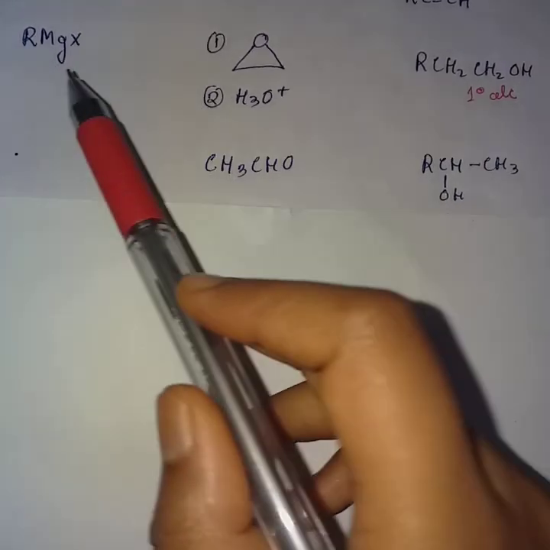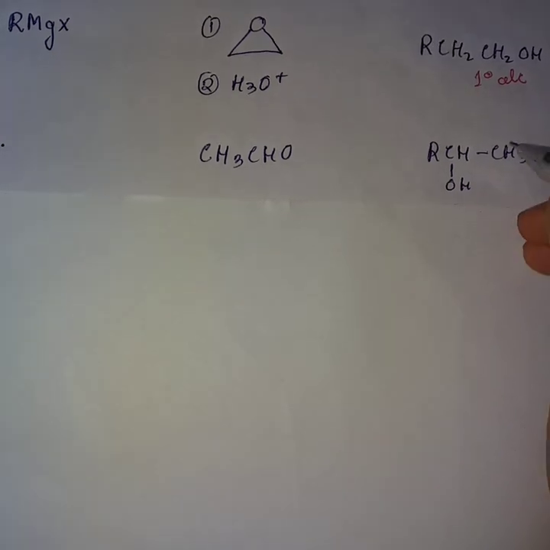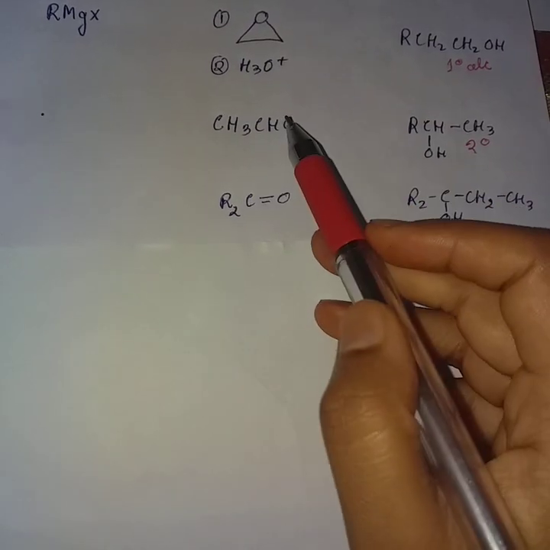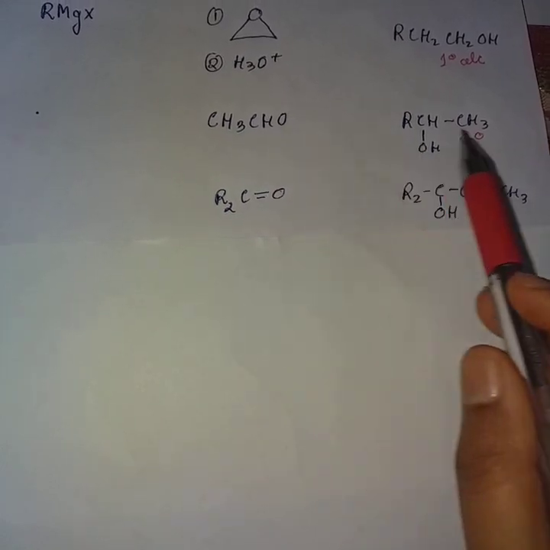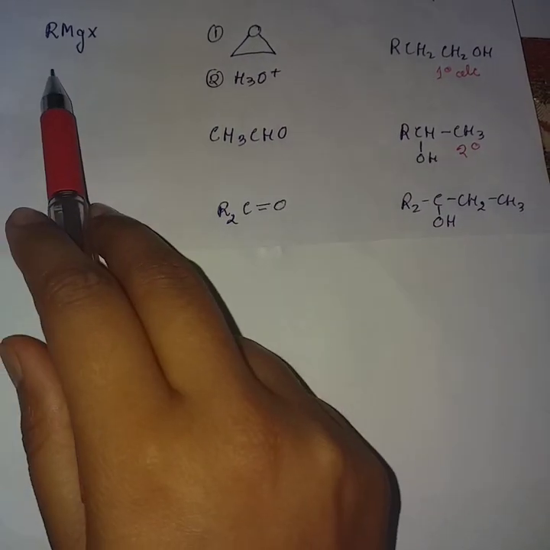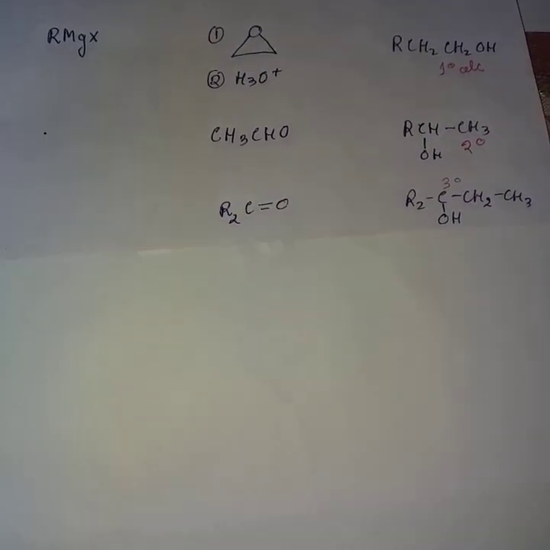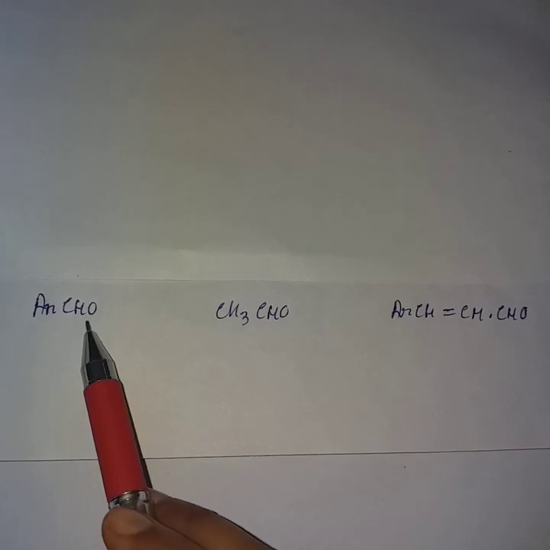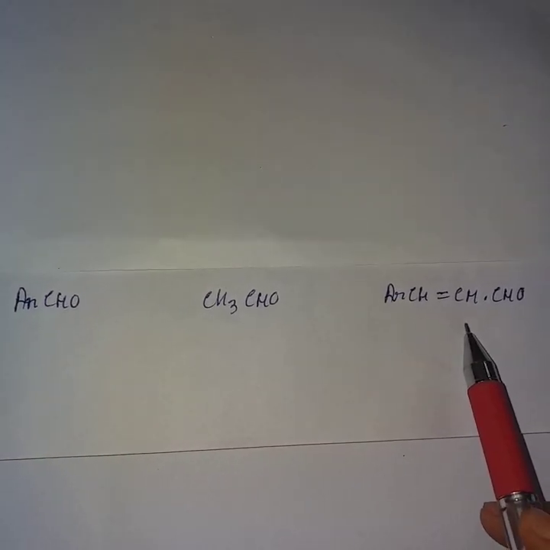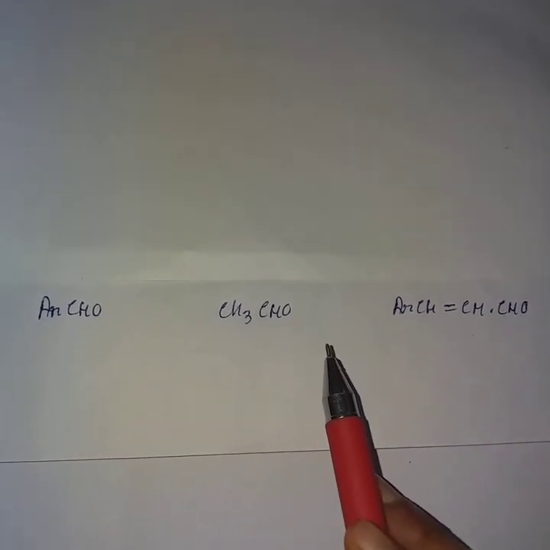Also to Grignard reagent, if we add CH3CHO, we get a secondary alcohol. That is, on addition of an aldehyde, we get secondary alcohol. On addition of a ketone to Grignard reagent, we get a tertiary alcohol. On condensation of 2 aldehydes, we get alpha-beta unsaturated aldehyde. This is aldol condensation. We will know it in details.